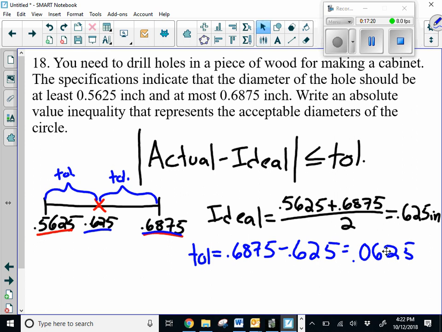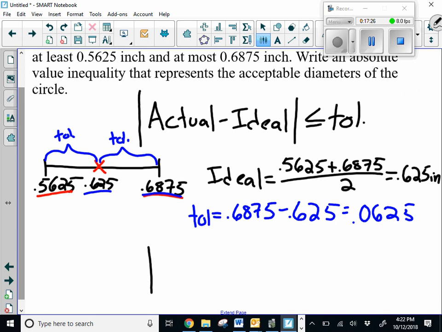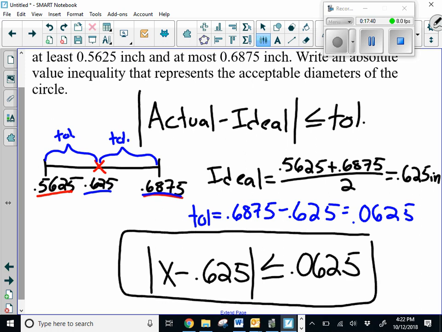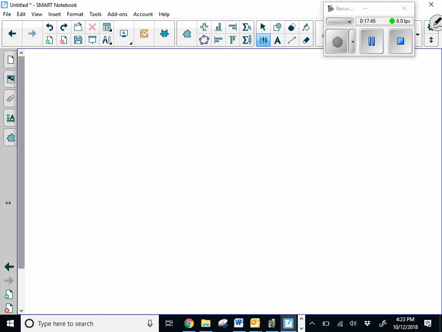So our tolerance is 0.0625. And then finally, we just have to plug that information in. So the absolute value inequality would be the absolute value of x minus our ideal, which is 0.625, is less than or equal to our tolerance, 0.0625. Great, and that would be our solution.